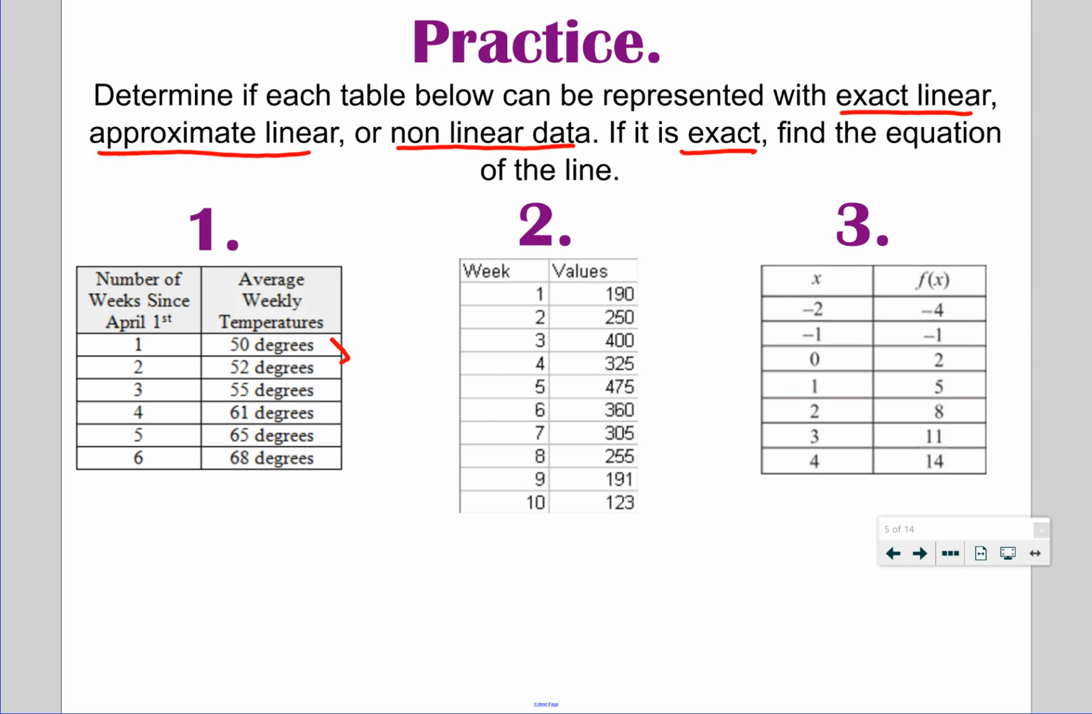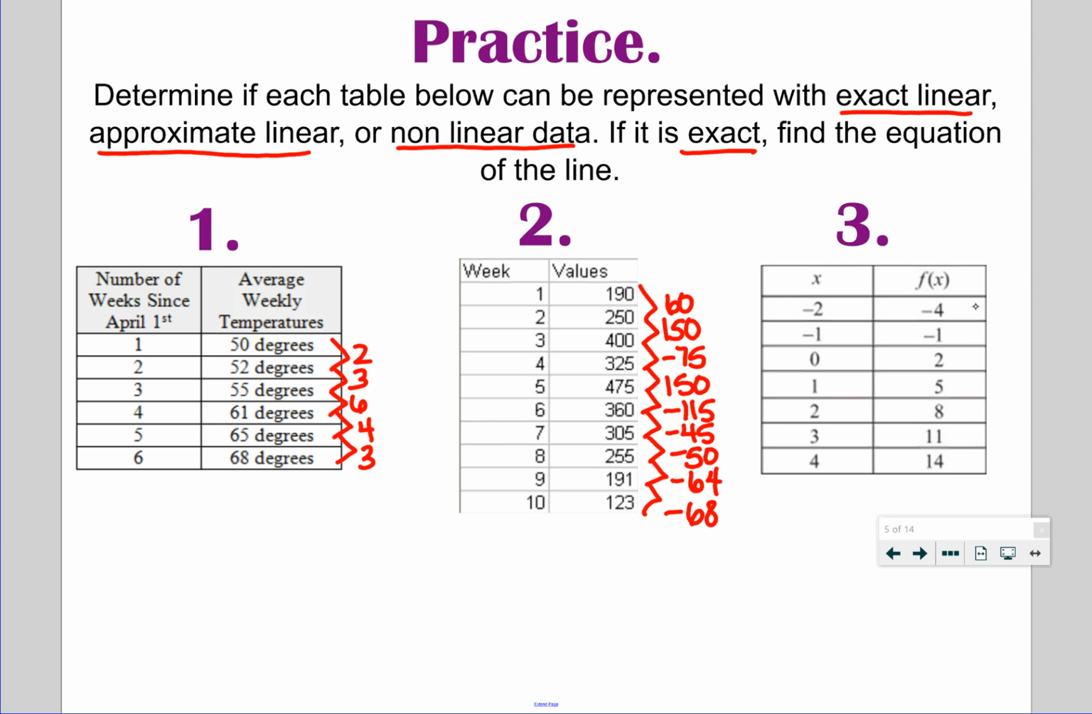All right, number 1, first differences are 2, 3, 6, 4, 3. Number 2, our first differences are 60, 150, negative 75, 150, negative 115, negative 45, negative 50, what's that one? I can't do that in my head. 191, negative 64. There we go. And then the last one, 123 minus 191, negative 68.